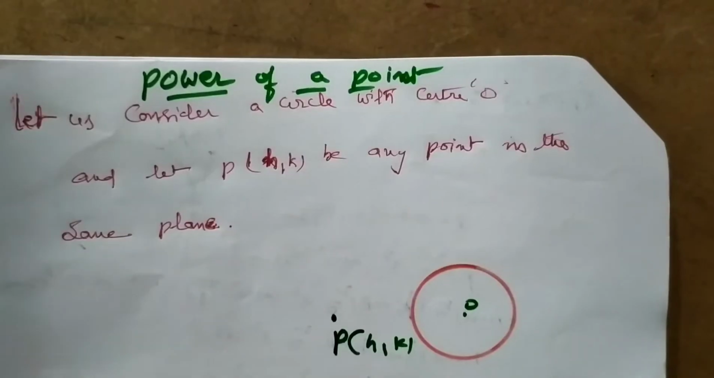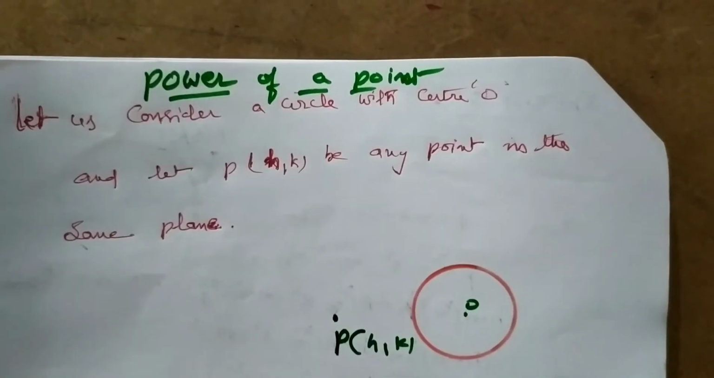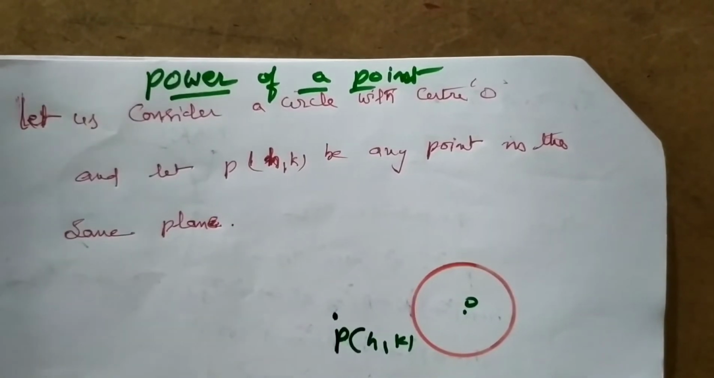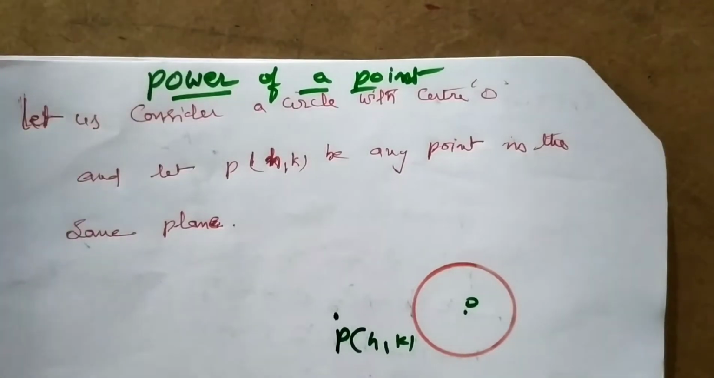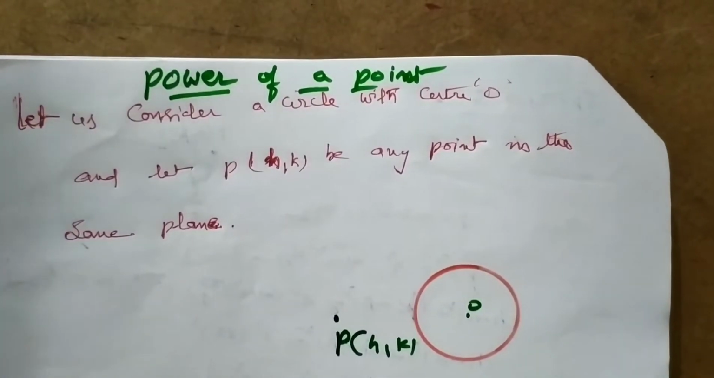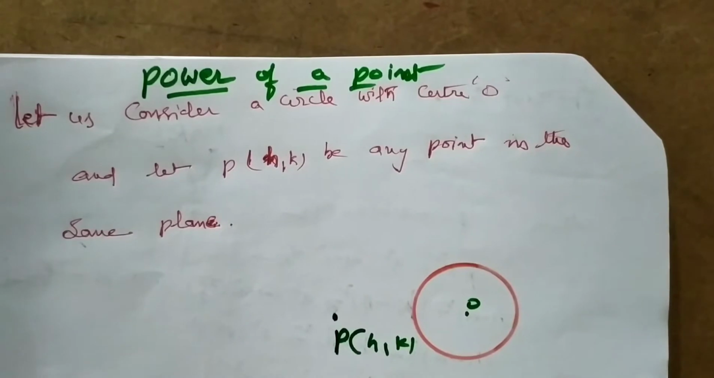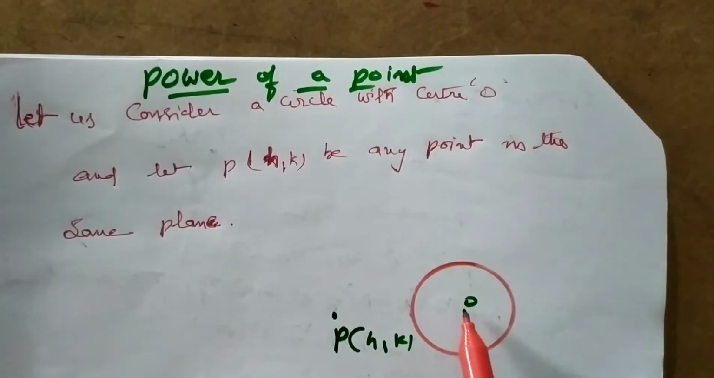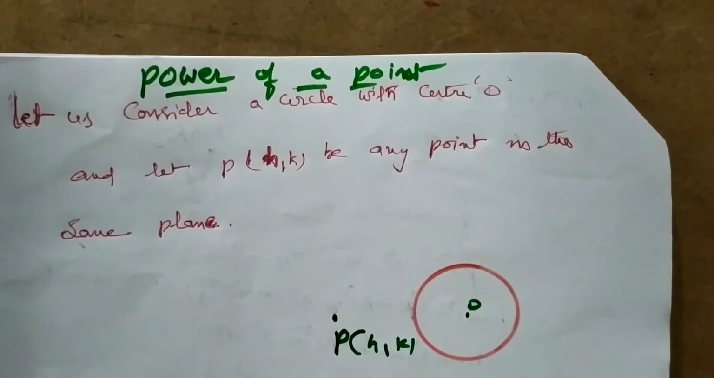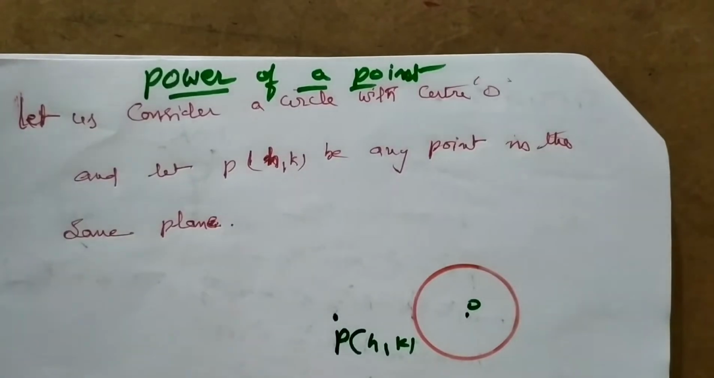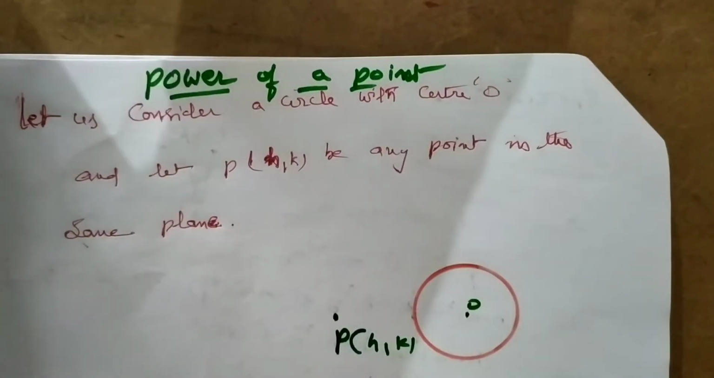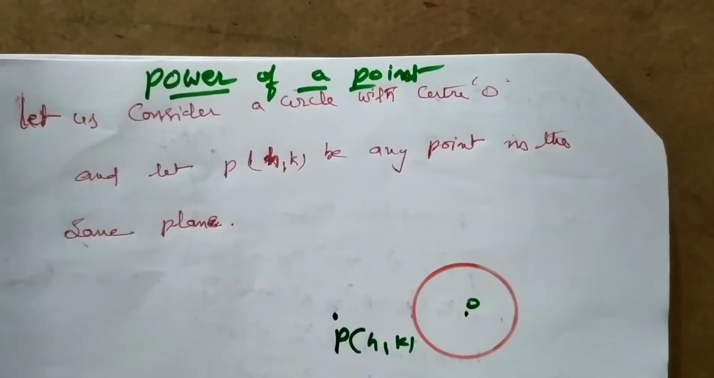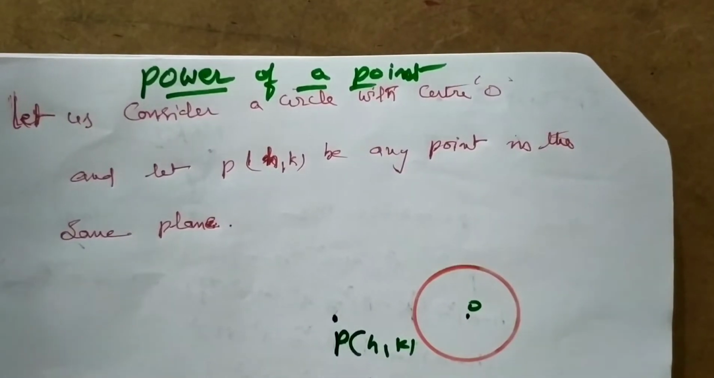Today in this class we are discussing another approach to the power of a point. Here, in this concept of power of a point, let us consider a circle with center O. Take any point in the same plane, whether it is interior or exterior to the circle.